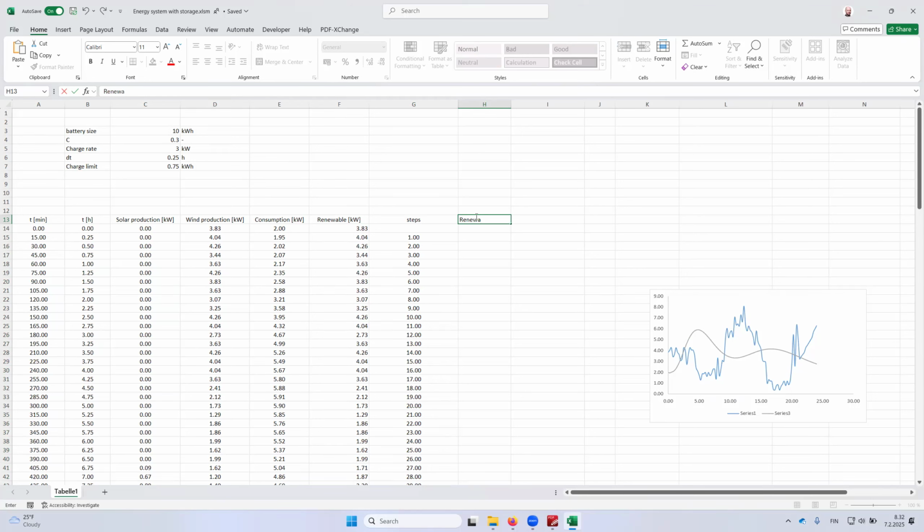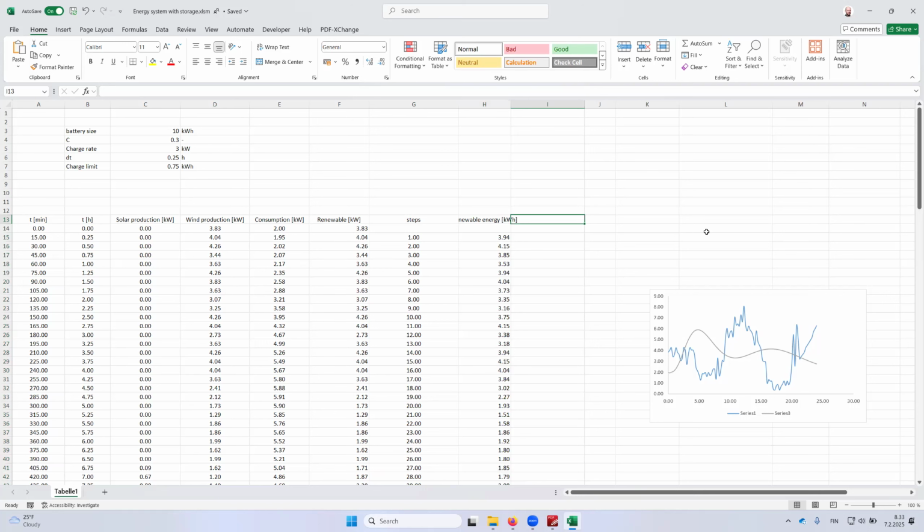Renewable energy, and that's going to be in kilowatt hours. So let's have an average out of that. Average of this renewable from here, like that. And then we'll have the consumption in kilowatt hours. And again, we can use this one. I'm going to switch it from here till consumption, like that.